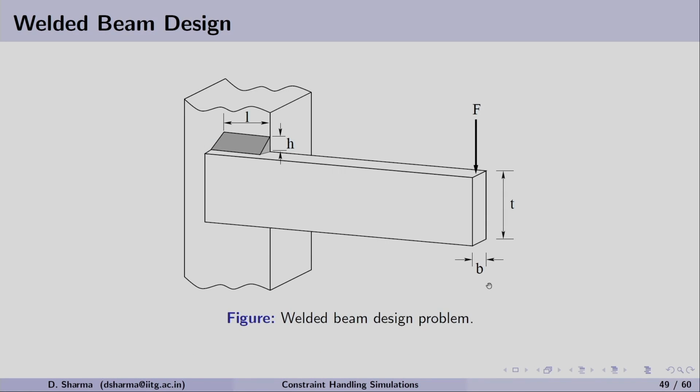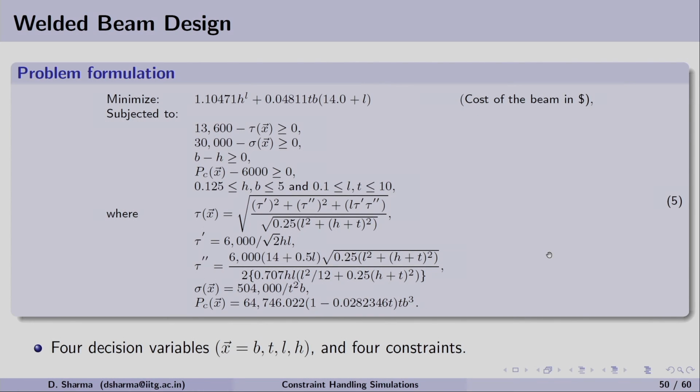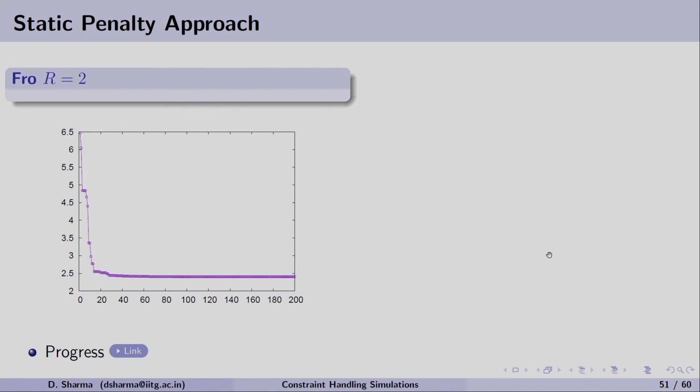So, meaning that the problem has to be designed in such a way that we want to minimize the cost. It should withstand the force F. So, what should be the l, h, t and b combination that will minimize the overall cost of the weld. Let us see the simulation for the static penalty with R equals to 100.